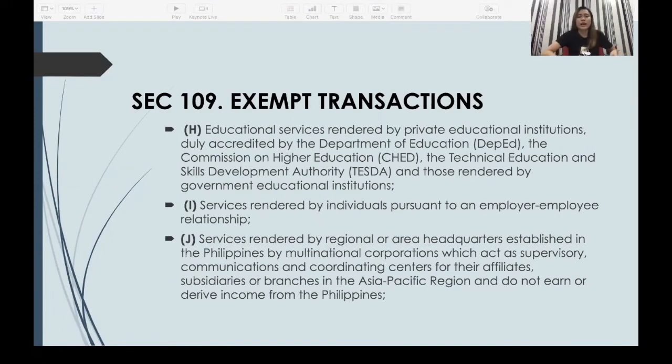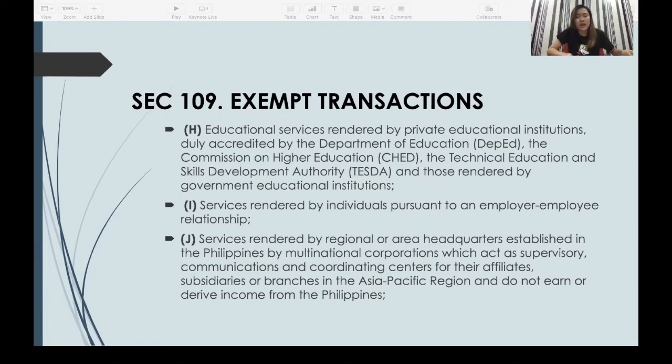Section 109H, Educational Services rendered by private educational institutions duly accredited by the DepEd, the CHED, the TESDA, and those rendered by government educational institution. Meaning, limited only to private educational institution that is accredited sa dun sa tatlo kong minention. And it does not include mga seminars, service for trainings, review centers, or schools, although we call them schools, but they are not accredited kasi sa CHED, TESDA, or DepEd. Therefore, they are not VAT exempt.